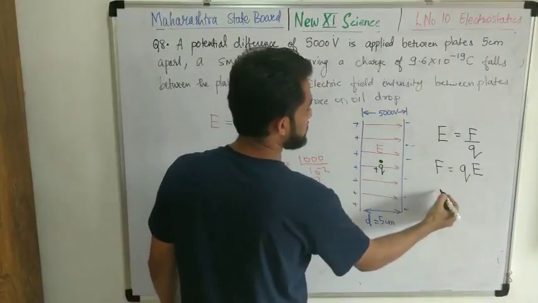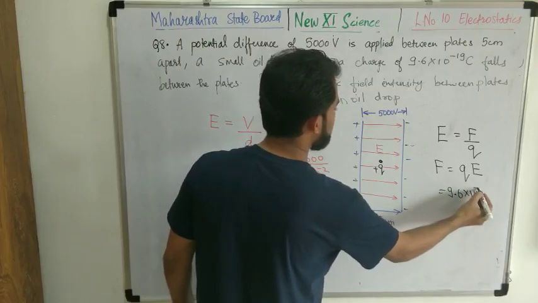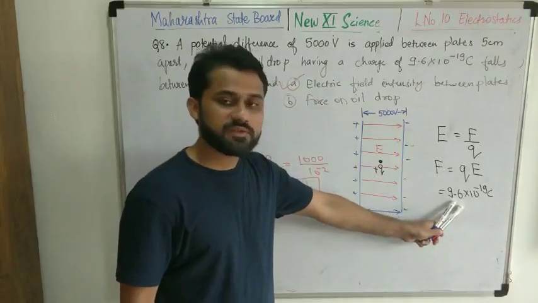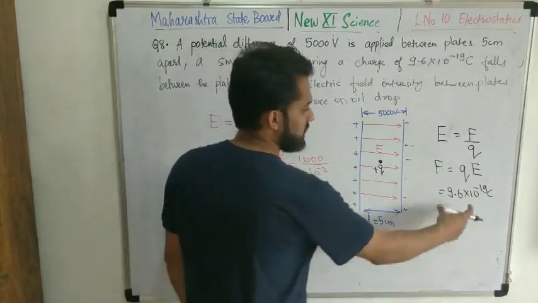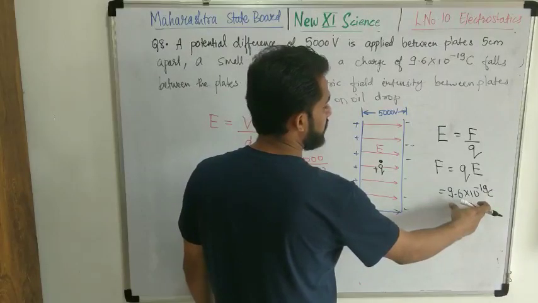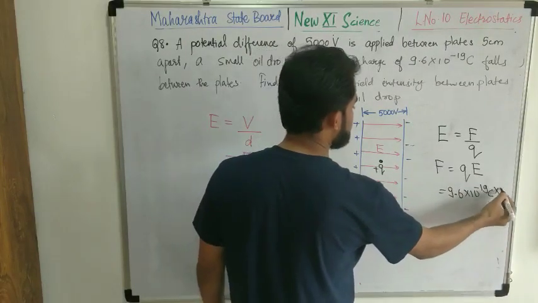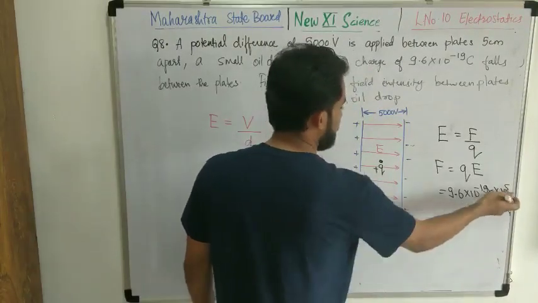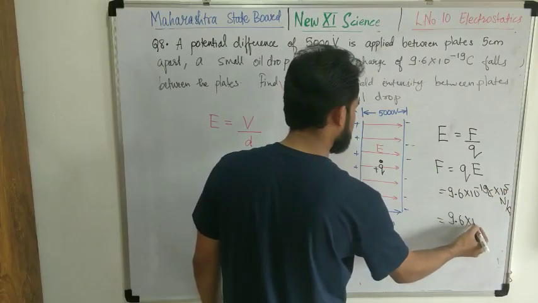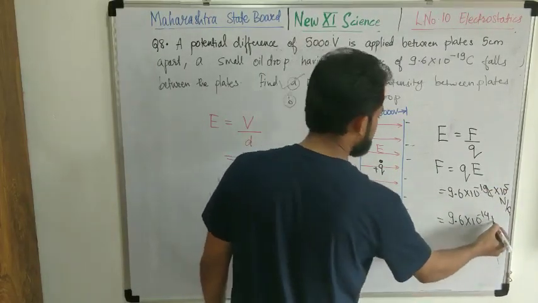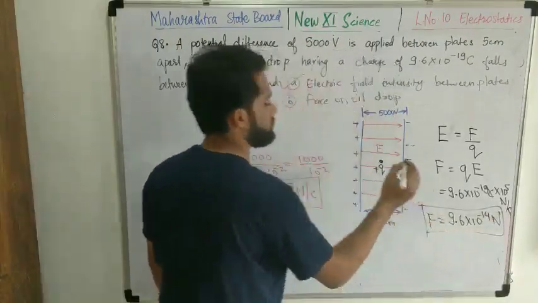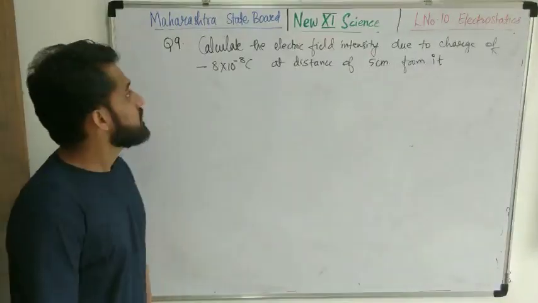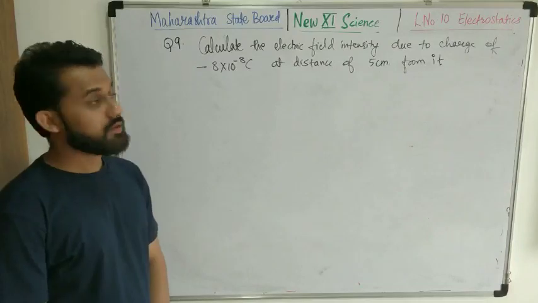The charge on this oil drop is 9.6 times 10 to the power minus 19 Coulomb. If you observe it carefully, this charge is of 6 electrons, 6 electronic charge. This is the charge on the oil drop, and the intensity is 10 raised to 5 Newton per Coulomb. So Coulomb and Coulomb will cancel, and if you multiply this, you will get force in Newton, and that is 9.6 times 10 to the power minus 14 Newton. This is the force on the oil drop. So this is the force, and this is the intensity. So this is the last question of the topic electrostatics.